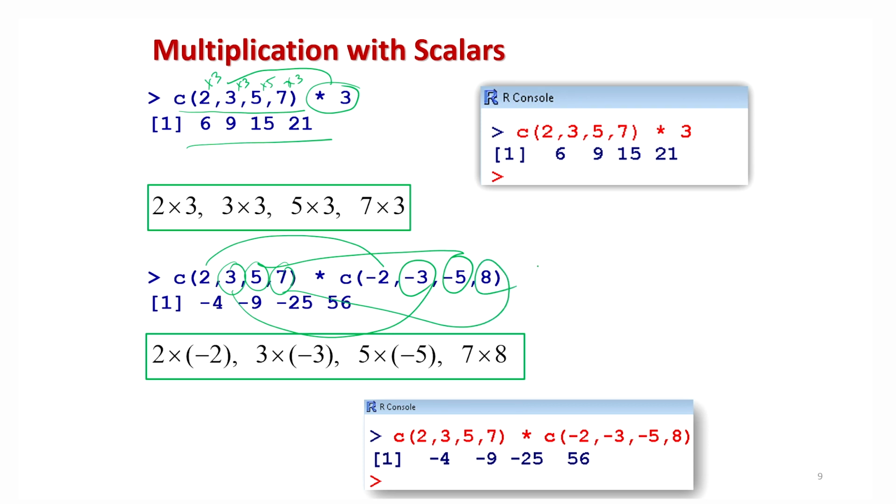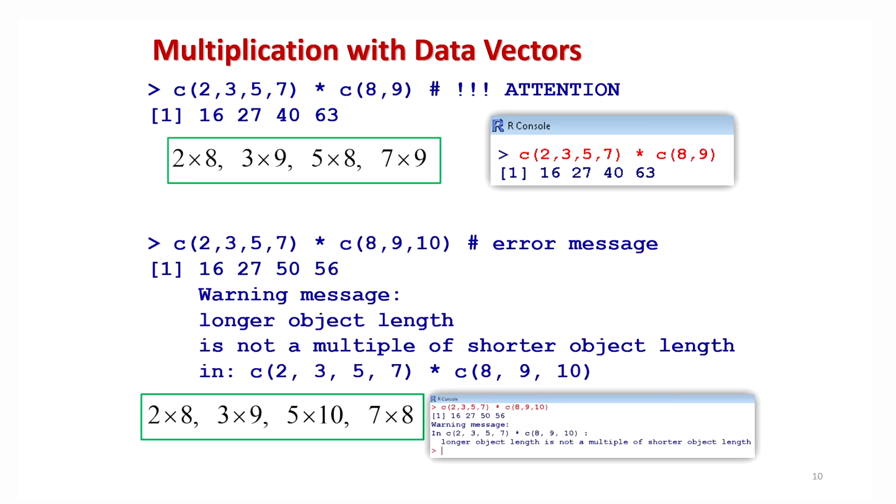So once again, this multiplication is happening with respect to the position number, first position with first position, second position with second position, and so on. And these are the screenshots, so that you can be confident that if you execute them in the R console, you can do it easily, right.